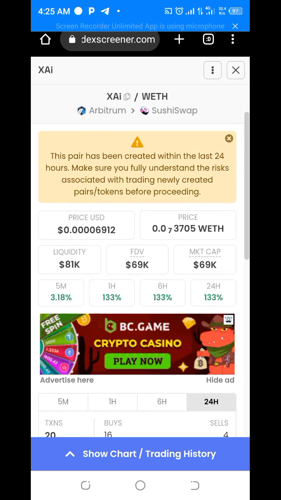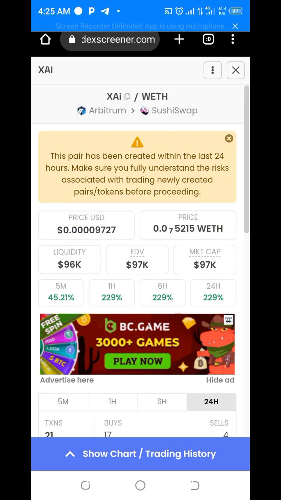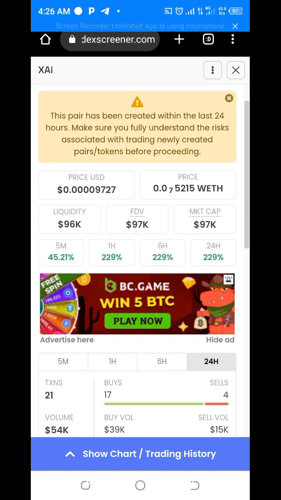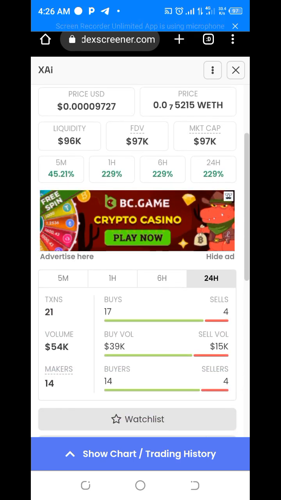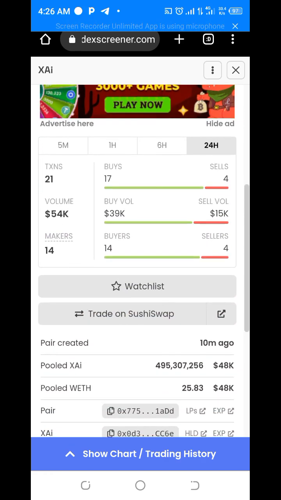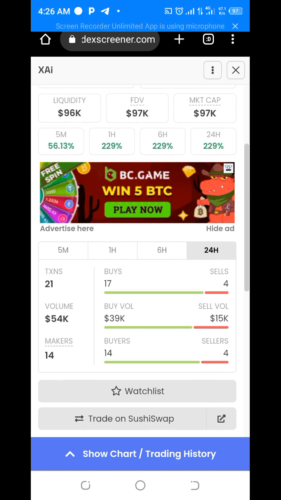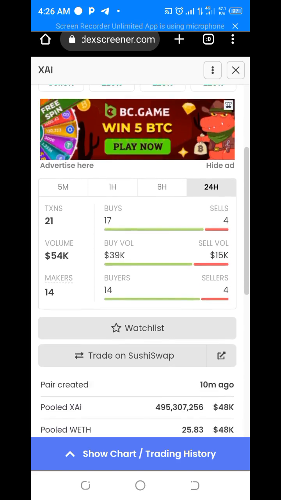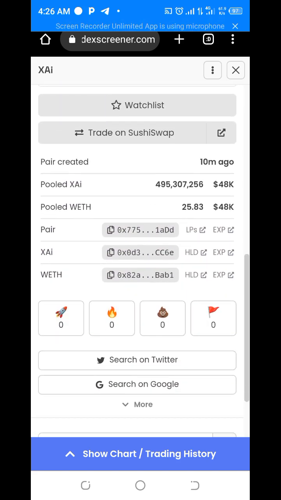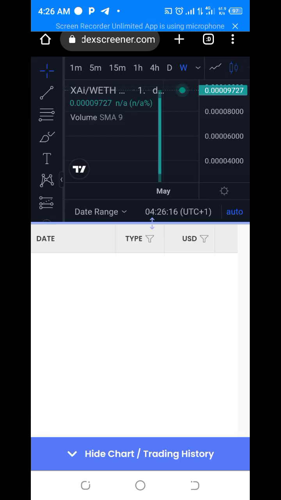Now, okay, let's go down to business. Look at this token, I have Zai. What is the liquidity? Liquidity is 81k. The market cap is 97k, as you can see right now, while the fully diluted value is 97k too. Also, this token was created 10 minutes ago, and it has 17 buyers and 4 sales. Now let's open the transactions to look.